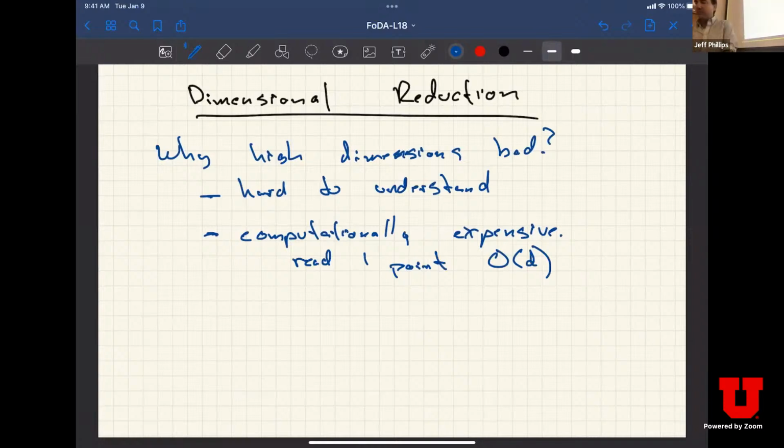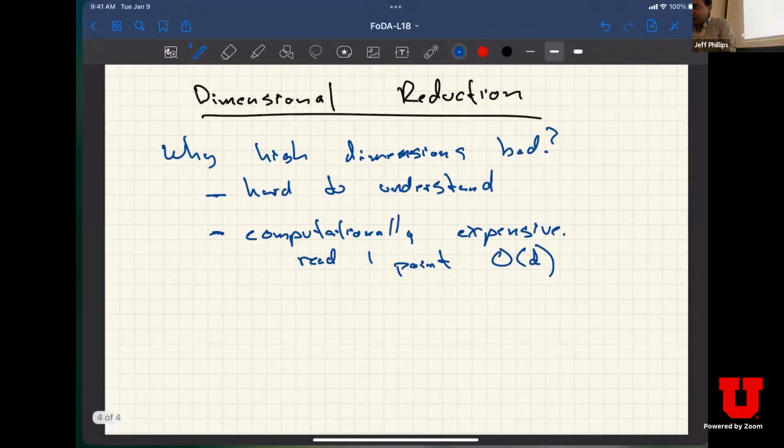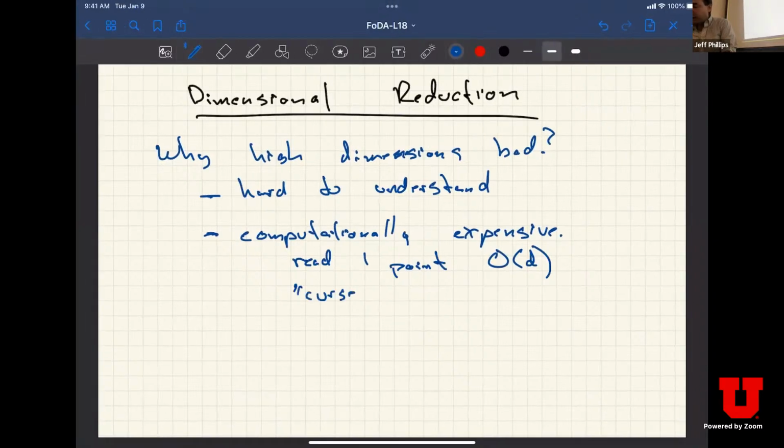So computationally, it can be expensive. There are other things we'll see, for instance in the clustering section, that have something called the curse of dimensionality. Okay, so I guess close to Halloween, this is a good thing to talk about. The curse of dimensionality is that some algorithms have a runtime that often looks like n to the power d.